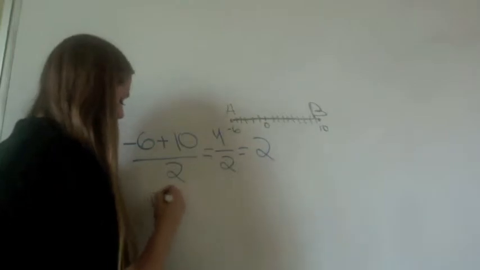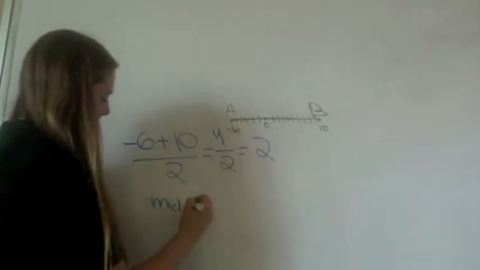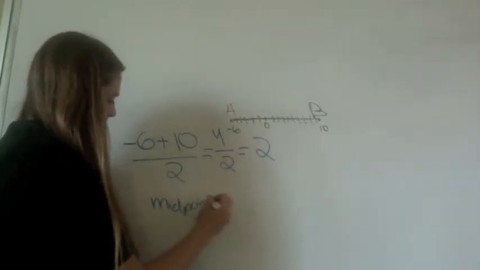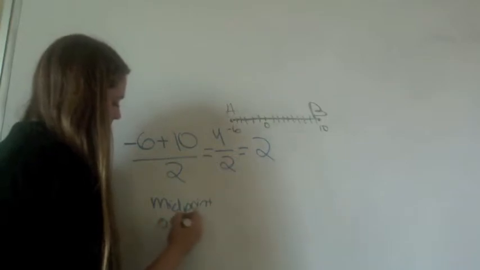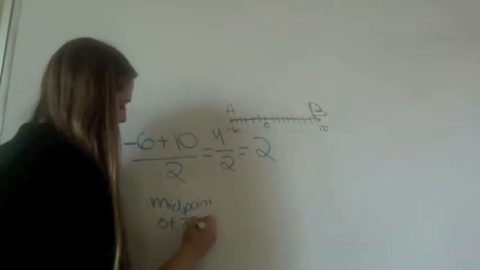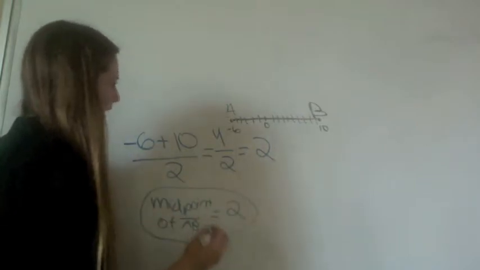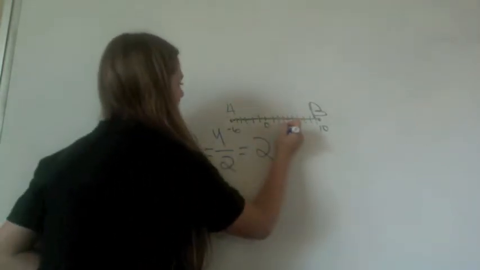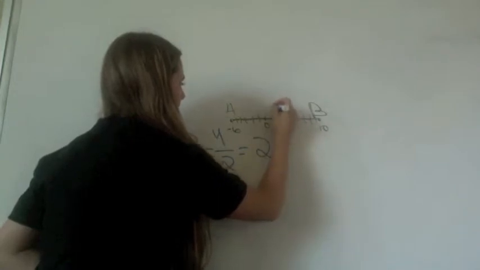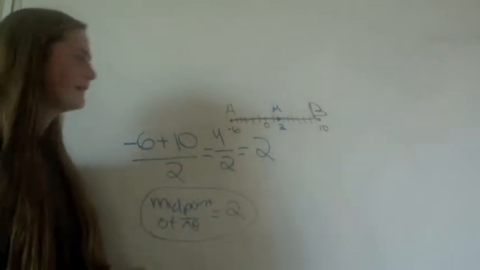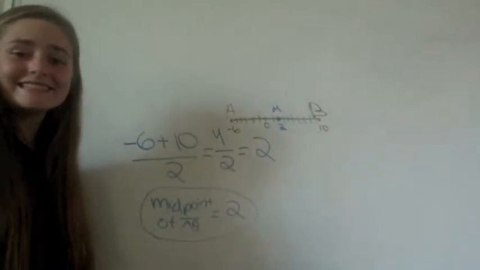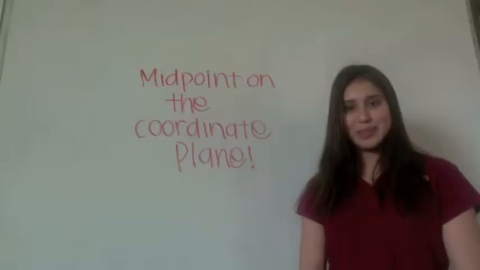So, the midpoint of line segment AB equals 2. Putting it on the number line, right here, M. And that's it.